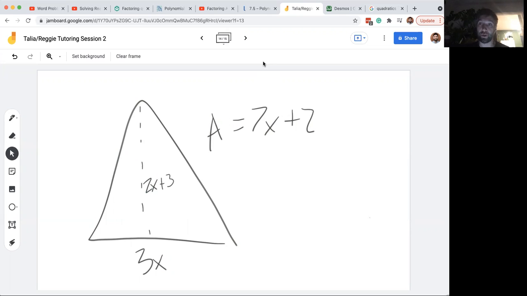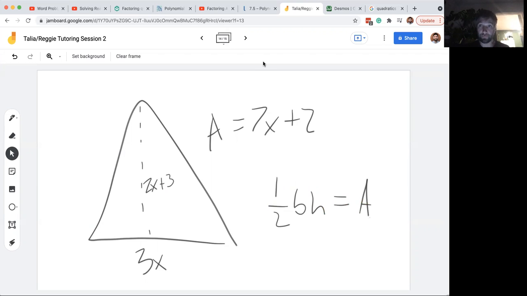What is the number? Okay, so this is not a right triangle, so you're going to need to use the area formula. It wouldn't matter, you could use this for a right triangle, but you're not using the Pythagorean theorem. You're going to use 1/2 base times height equals area.